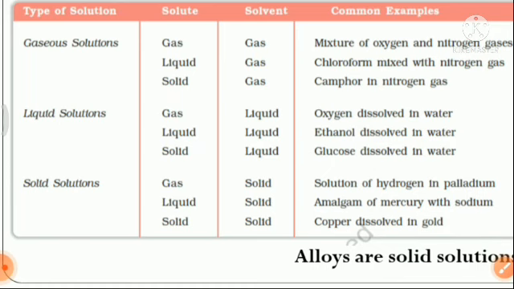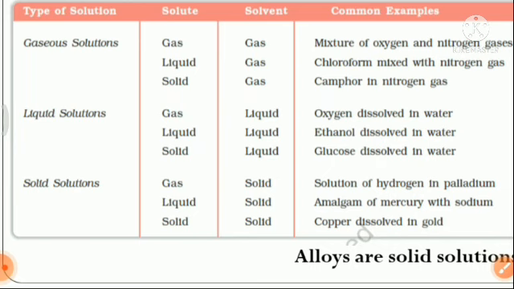Next we are using a liquid solute in a solid solvent. For example, we are considering a metal, sodium. If we are making a solution of mercury and sodium, or when mercury is mixed with zinc, that type of thing is known as an amalgam. So when you are preparing an amalgam of mercury with sodium, that means the sodium metal is the solvent.